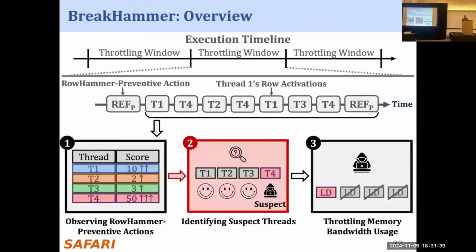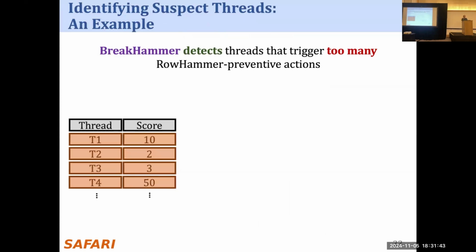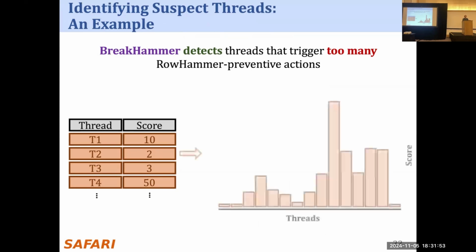Let's continue by looking at how BreakHammer detects suspects. BreakHammer identifies suspect threads by detecting threads that trigger too many RowHammer preventive actions. Here on the left, we have the RowHammer preventive scores of threads in the system. We can visualize these scores as a distribution where each bar shows a different thread, and the height of the bar shows their score.